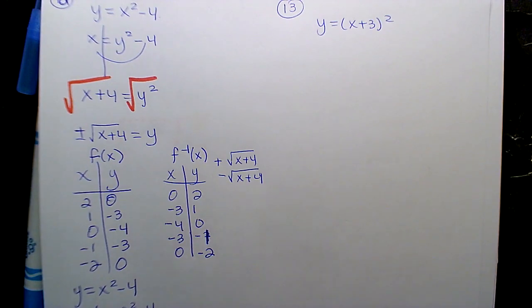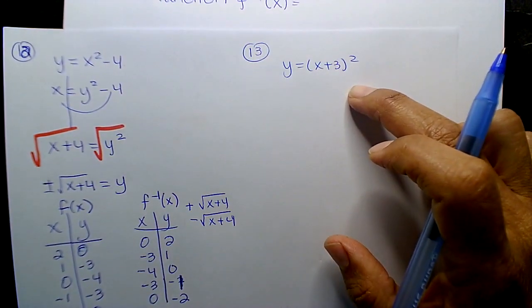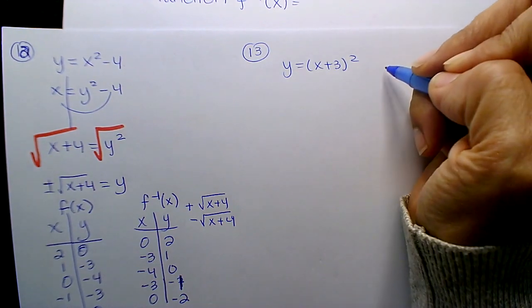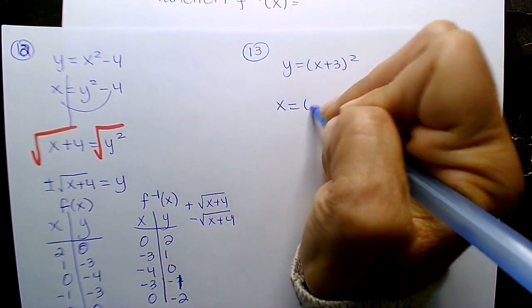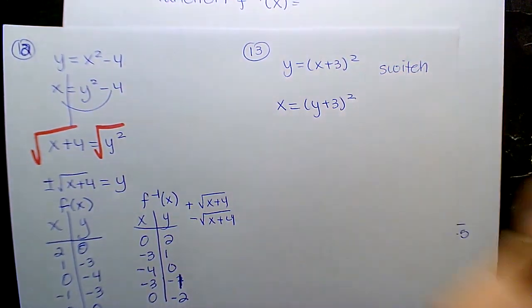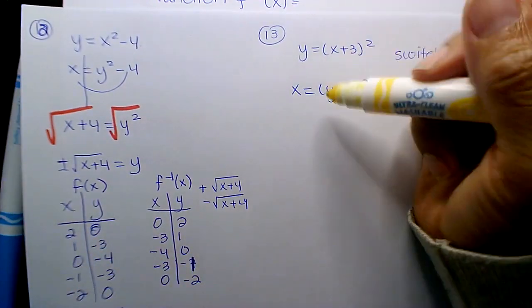What is it at? 7 minutes? Why not? Okay, let's just go for 13. Okay, look, for those of you wanting to do 13, you're gonna switch your x and y. That's always your first step. Okay, so now what? You switch it. I need to isolate this y right here.